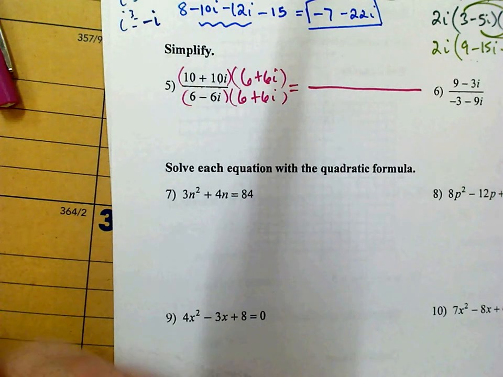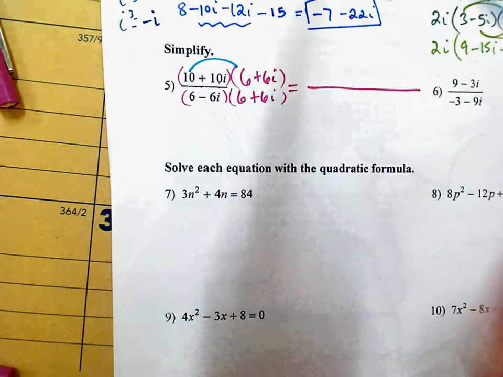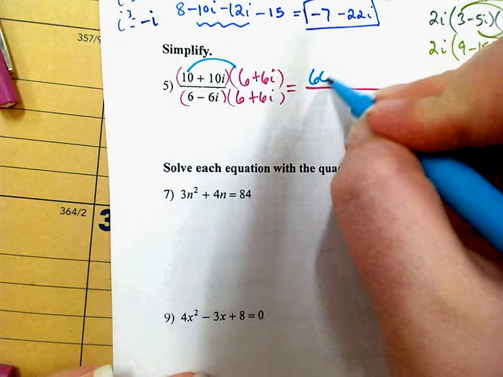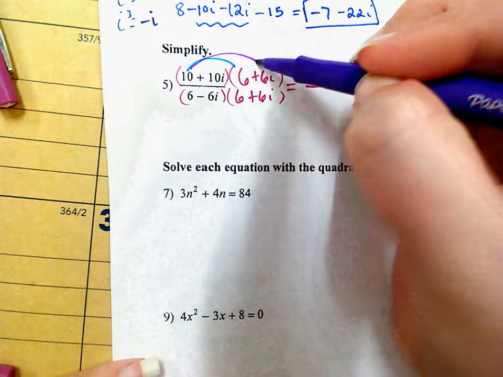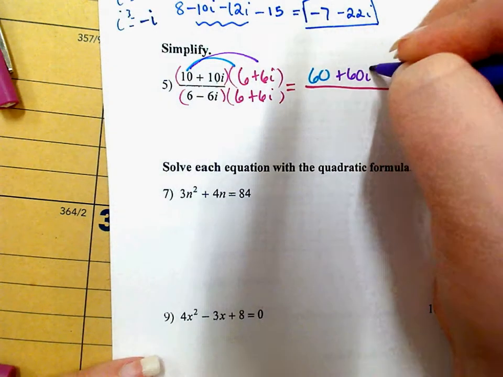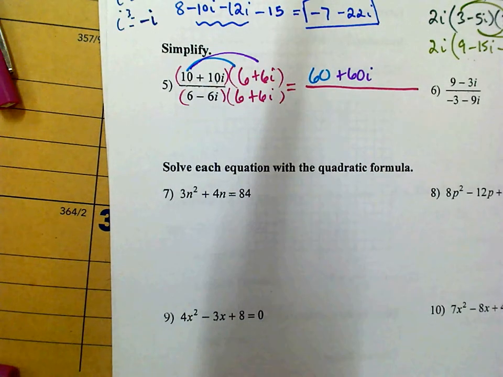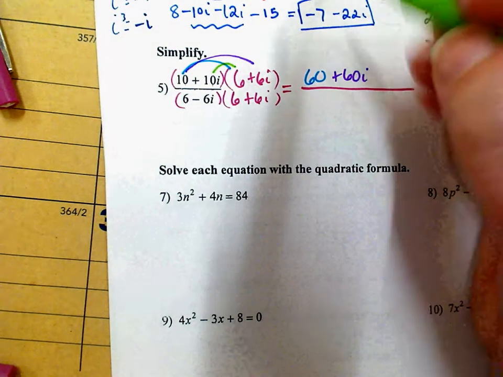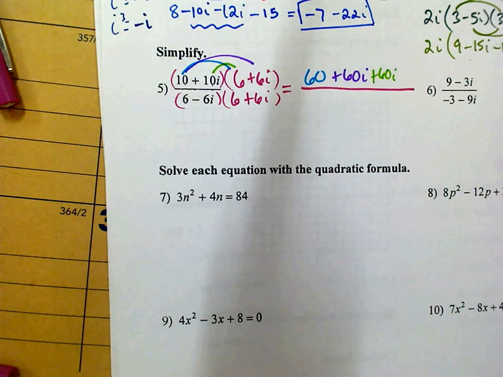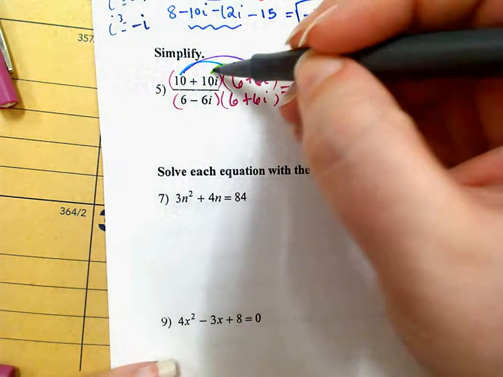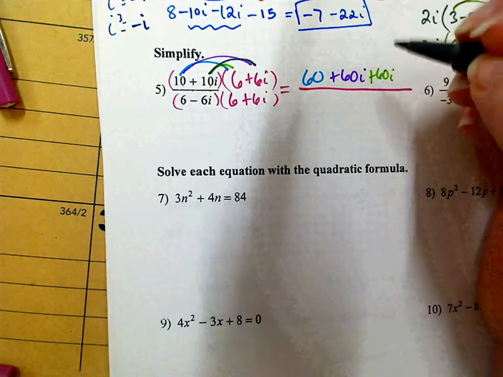So I've got 10 times 6, which is 60. 10 times 6i, which is 60i. 10i times 6, which is 60i. And 10i times 6i, which is a positive 60i squared, which is a negative 60.